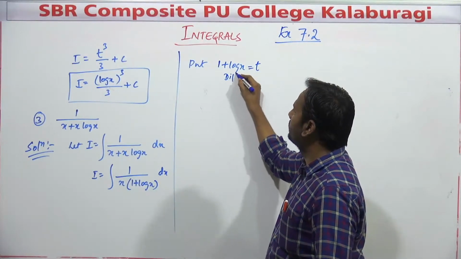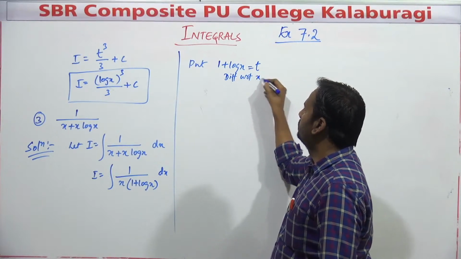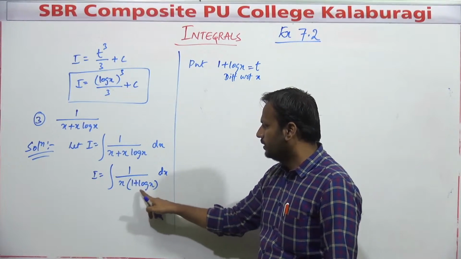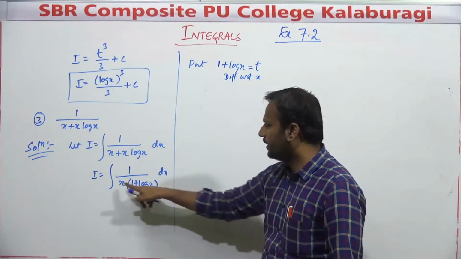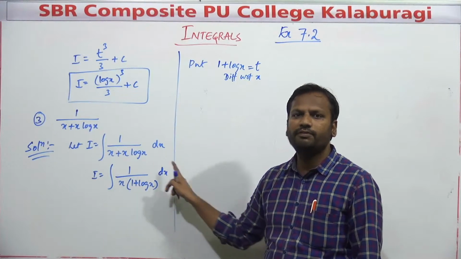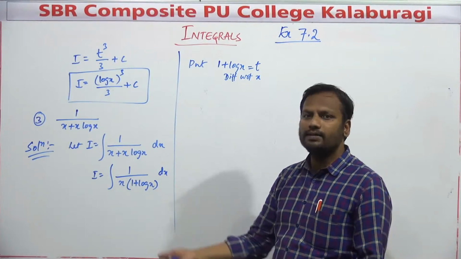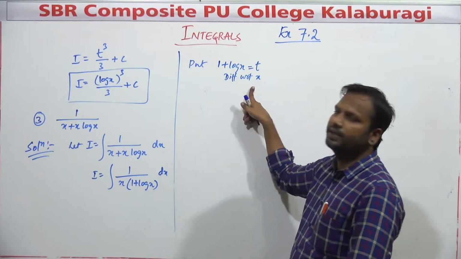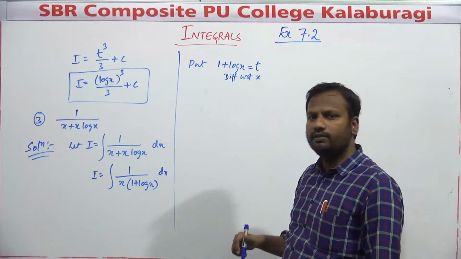Differentiate with respect to x. Why do we have to differentiate? Because here we can replace t there. The rest of the things will be in the form of x, and we have to make it in terms of t. For that purpose, here we have dx. That's why we are differentiating, to convert this into the form of t.